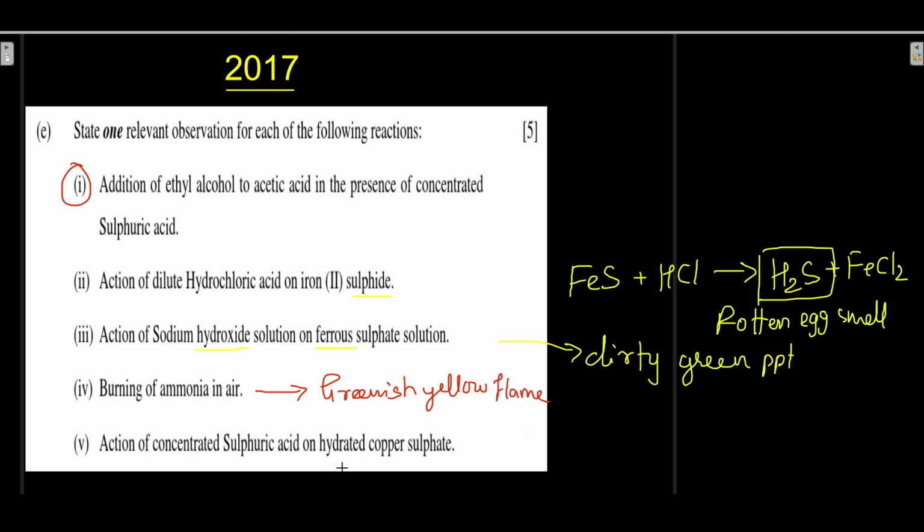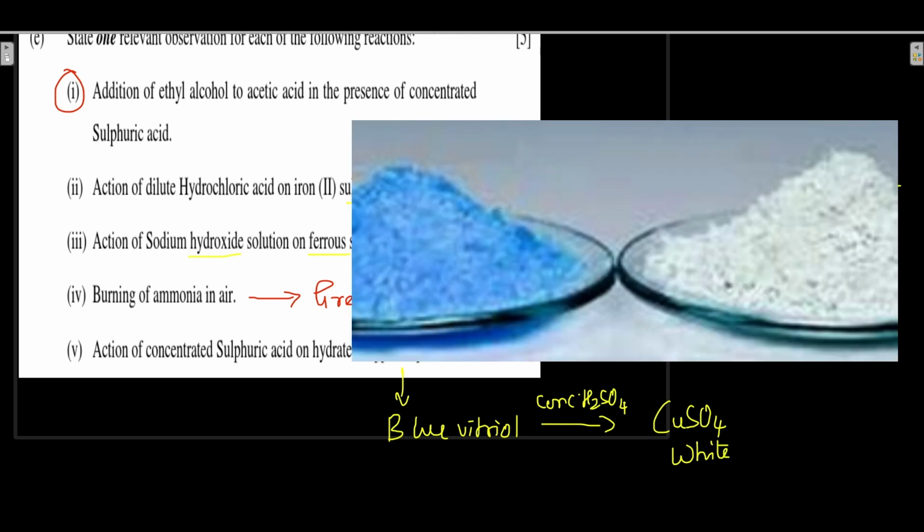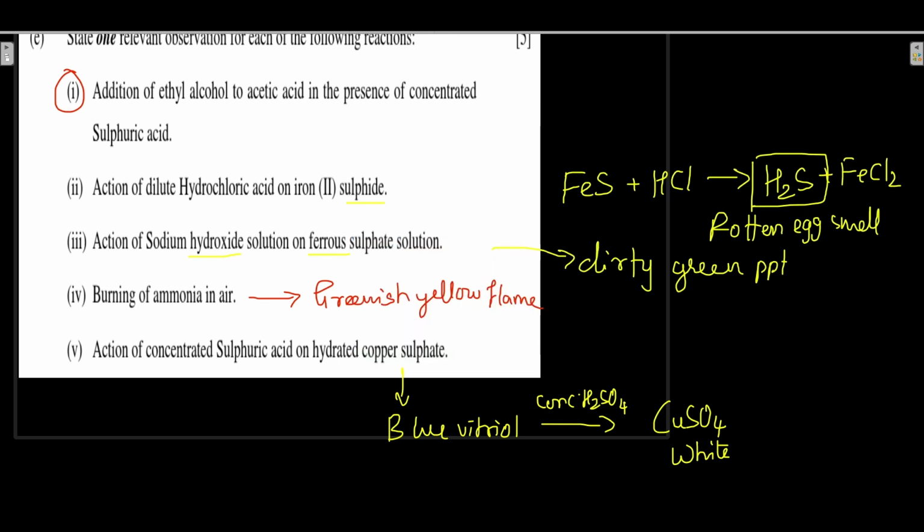Action of concentrated sulfuric acid on hydrated copper sulfate. I think you know what hydrated copper sulfate is called. Commonly it is called blue vitriol. So obviously it is blue in color. Concentrated sulfuric acid is a dehydrating agent. It will absorb all water molecules from hydrated copper sulfate. You will be left with only copper sulfate, which is white. So you can write here: blue hydrated copper sulfate turns white. That will be your observation. Or you can write white residue is formed.